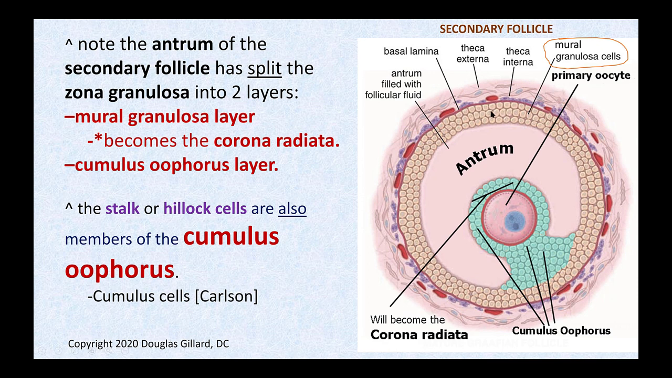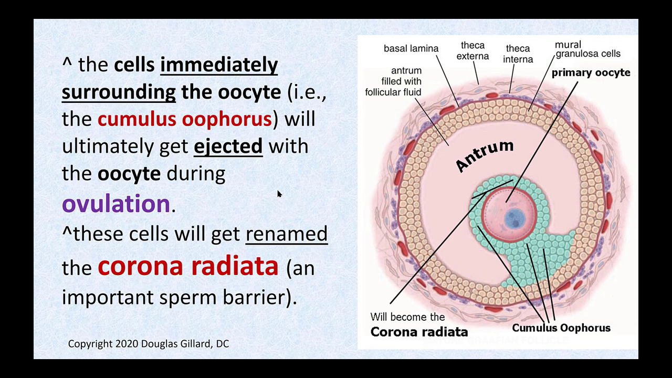Okay. Then this layer out here, so we have an inner layer. We've split that granulosa layer into an inner layer, cumulus oophorus, and then we have an outer layer right here. Okay, that's called the mural granulosa cells, or the mural granulosa layer. Okay, let's see. Is that wrong, mural granulosa? Yeah, that's wrong. Okay, watch out for that one. I'm going to have to fix that. It's the cumulus oophorus that becomes the corona radiata. So I just caught that mistake. So I will fix it. So the cells immediately surrounding the primary oocyte, cumulus oophorus, will ultimately get ejected with the oocyte, and that will be the corona radiata. So it's correct right here. And it says this will become the corona radiata right here.